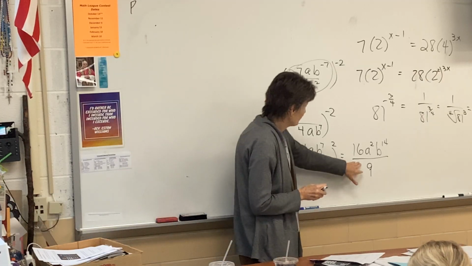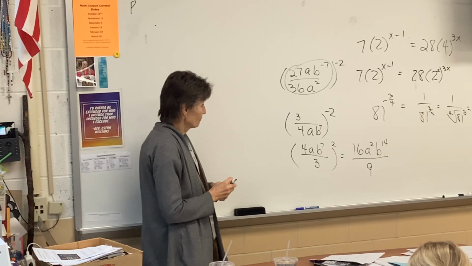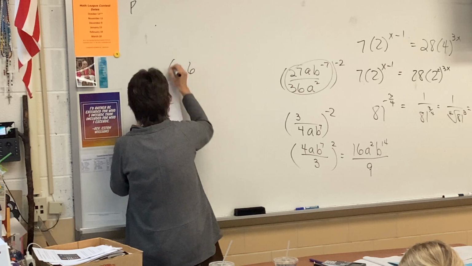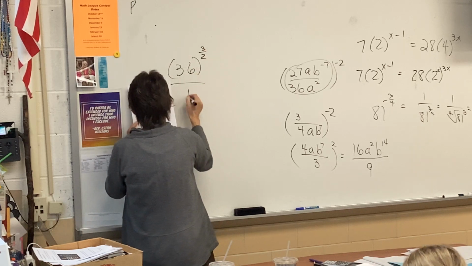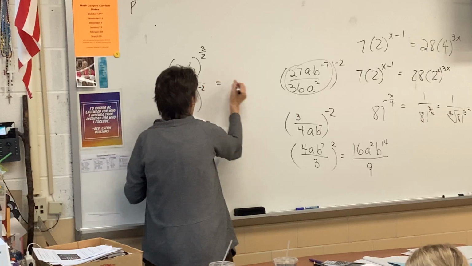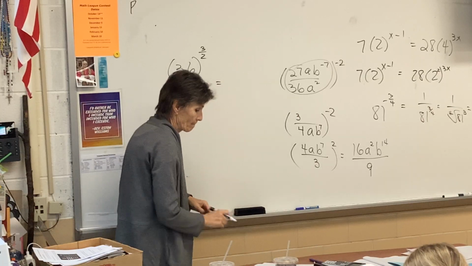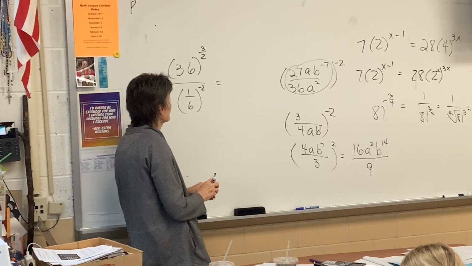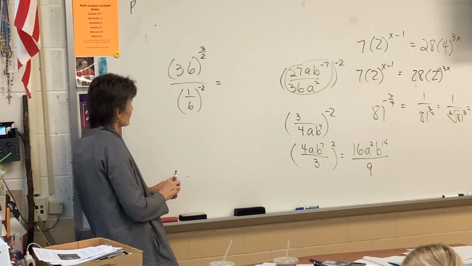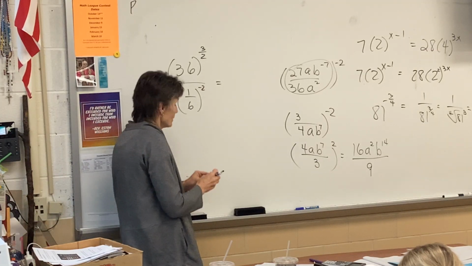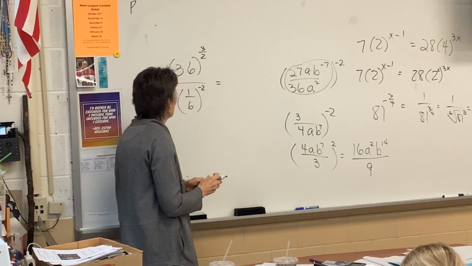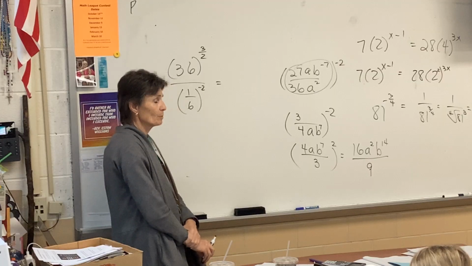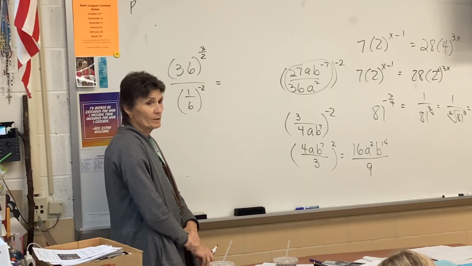This is what I ended up with at the end. All right, last one. 36 to the 3 halves over 1/6. What do you think when you look at this problem? I think there's a couple ways you can start. It would make it pretty nice to do. What do you think when you look at it?